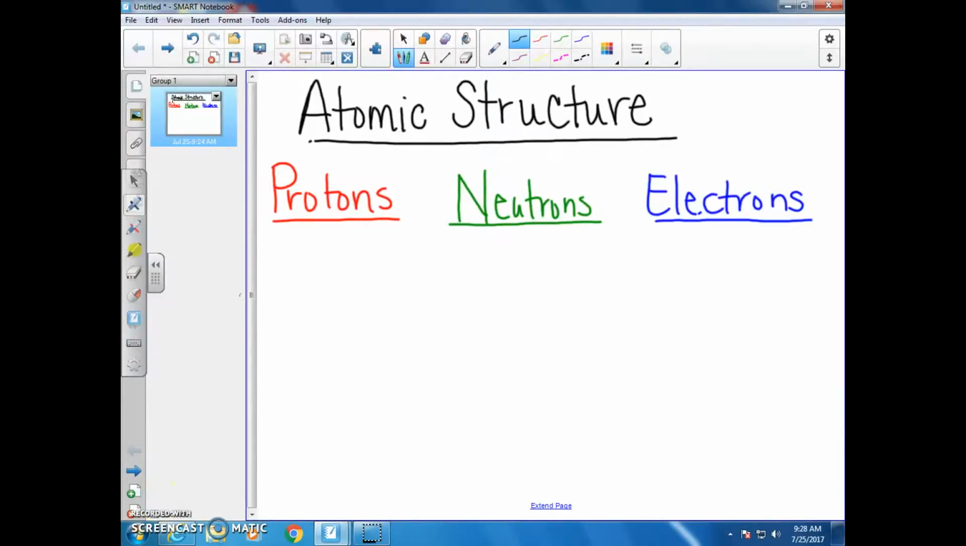This lesson is on atomic structure. There are three major parts to the atom: the protons, the neutrons, and the electrons. The protons have a positive charge. So just remember, protons, positive. The neutrons have no charge. So basically we say that they are neutral because they have no charge. The electrons have a negative charge.